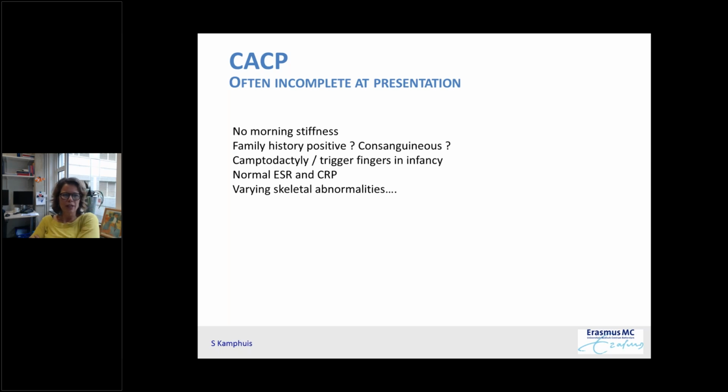What should be the key points for thinking of CACP is, again, no morning stiffness. That's odd for a kid with JRA. What's the family history, and if the mom and the dad are related, or the families are related. Again, the trigger fingers, the camptodactyly, and no blood abnormalities. But you all know in JRA you don't have to have blood abnormalities. And again, here it's do your x-rays. You can have abnormalities here as well. So this key list is not too different from the lysosomal storage diseases if you recalibrate the other key points that I mentioned before. And so if you think of lysosomal diseases, you should also think of CACP.